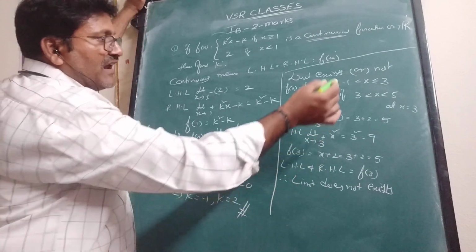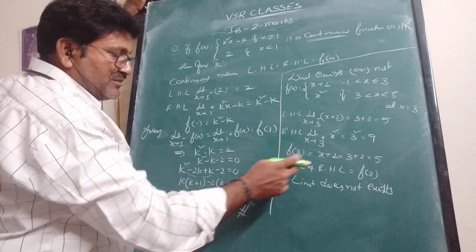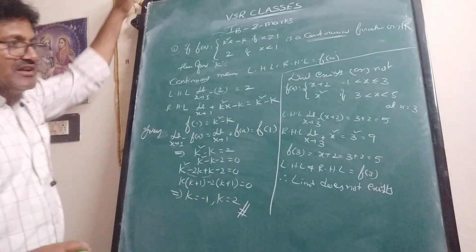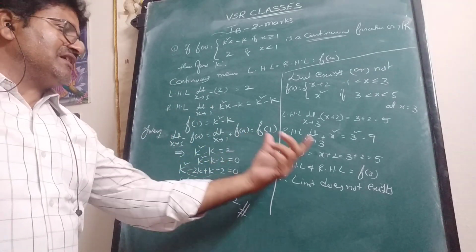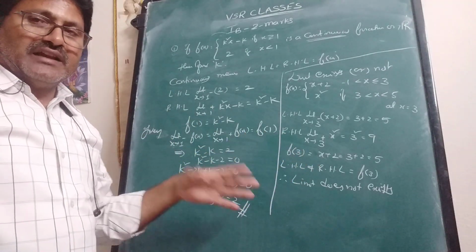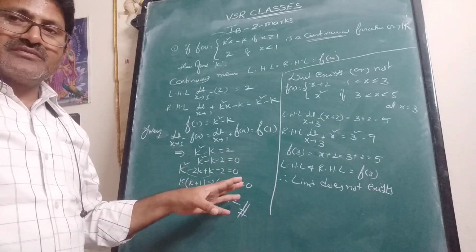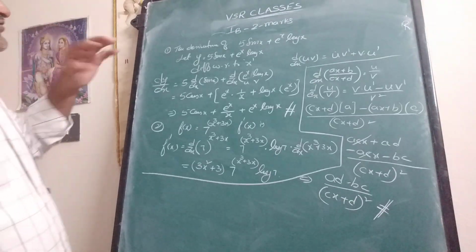The function value exactly at 3 is here, that is x plus 2. So we got 5. The left hand limit is not equal to the right hand limit. The limit does not exist for this given function. Like this you have to mention. Whenever the left hand limit and right hand limit are not equal, then there is no need to go for continuity, though it fails. Okay, next.